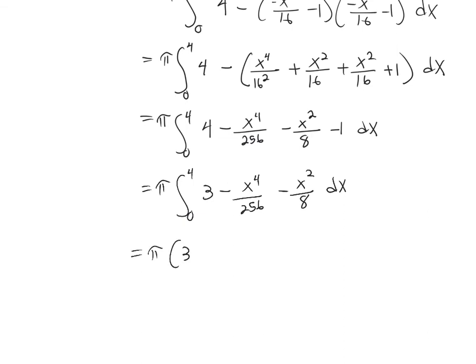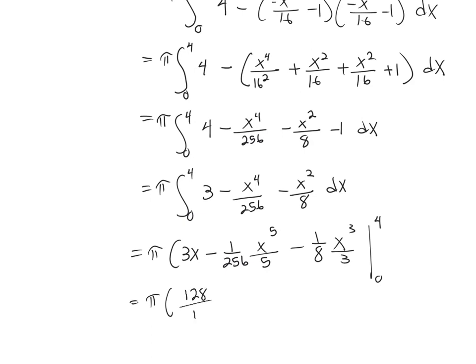So pi times 3x minus, now you can think of that as a 1 over 256, and then an x to the 5th over 5 when I integrate, minus, and again you can think of that as a 1/8, and then an x cubed over 3 when I integrate. Evaluate that from 0 to 4. We'll plug in 4, and I'm going to get 3 times 4 here, 4 to the 5th over 5. So the numbers get a little bit big, but we can plug in 4 and combine all of our like terms. We're going to end up with 128 over 15 units cubed. All right, so that's the volume of that region.